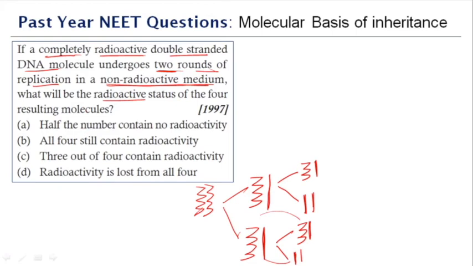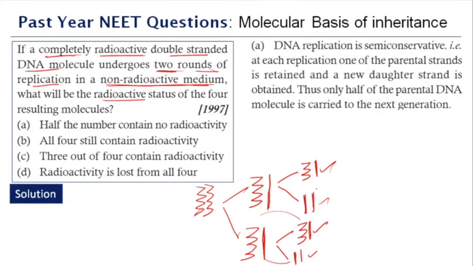Half the number contains no radioactivity. All 4 still contain radioactivity. 3 out of 4 contain radioactivity. Radioactivity is lost from all 4. So what is the answer? The answer is 2 of them still retain radioactivity and 2 of them contain no radioactivity. So the right answer is option A, half the number contain no radioactivity, because you see these two contain no radioactivity and these two still contain radioactivity.